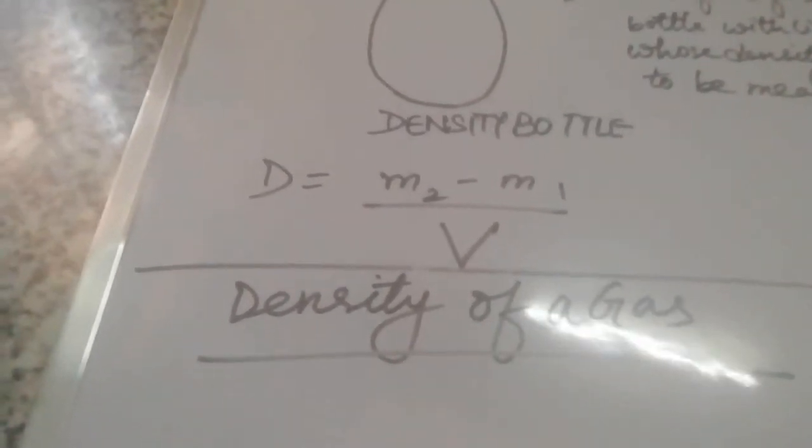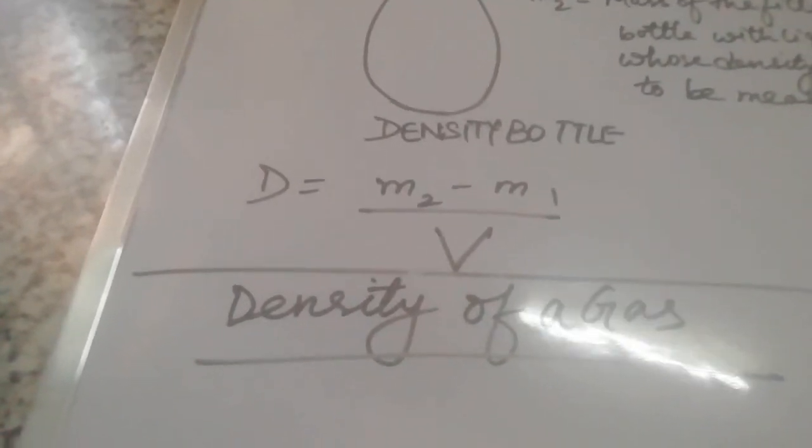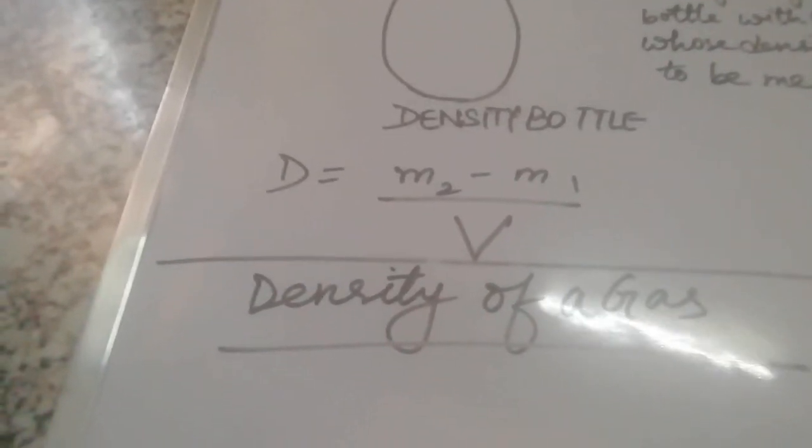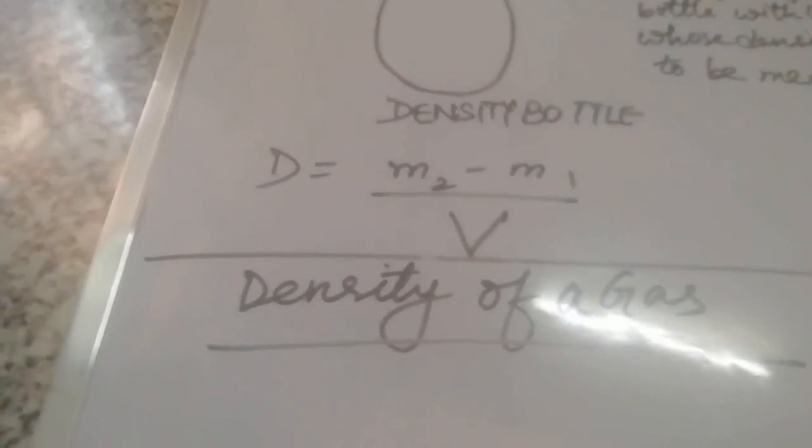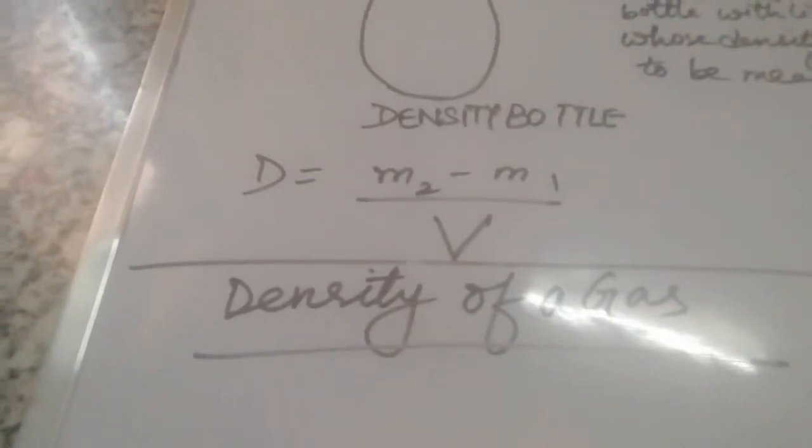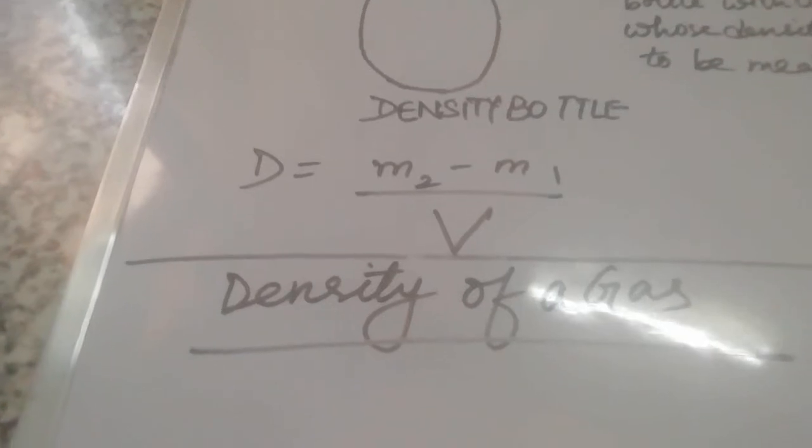Find its mass, M2. Again, to find out the density of that gas, use the formula M2 minus M1 by V. By using this formula, we are able to find out the density of gases as well. Okay, children.